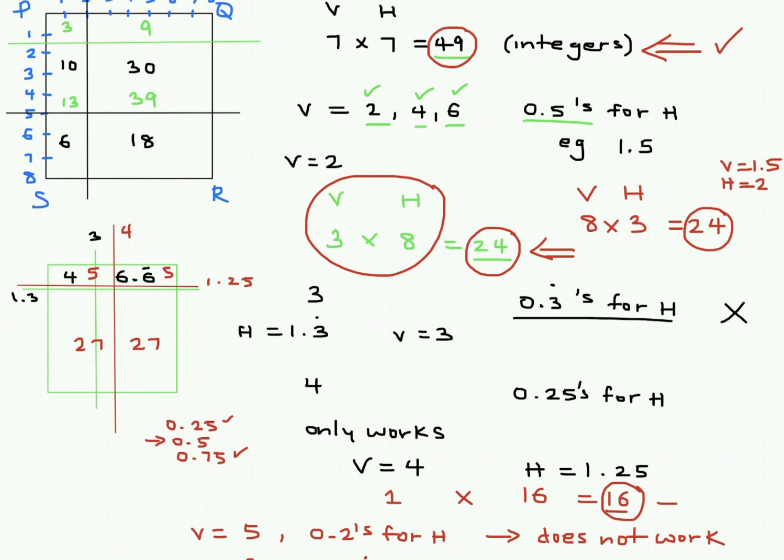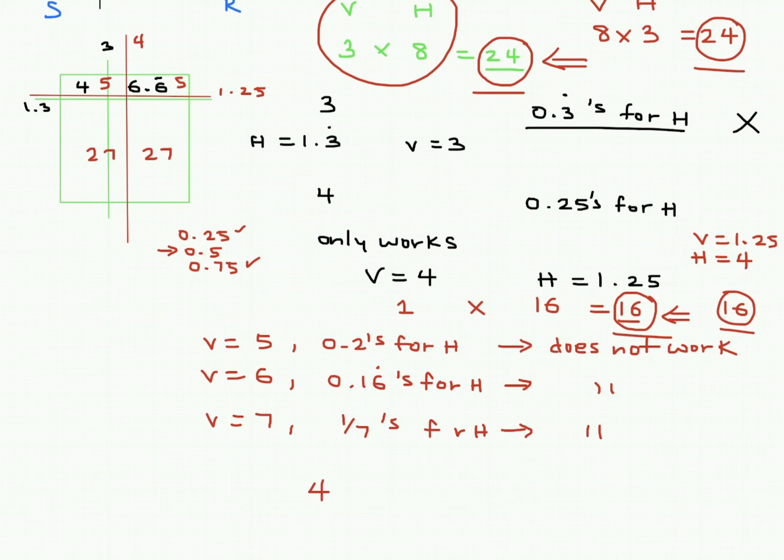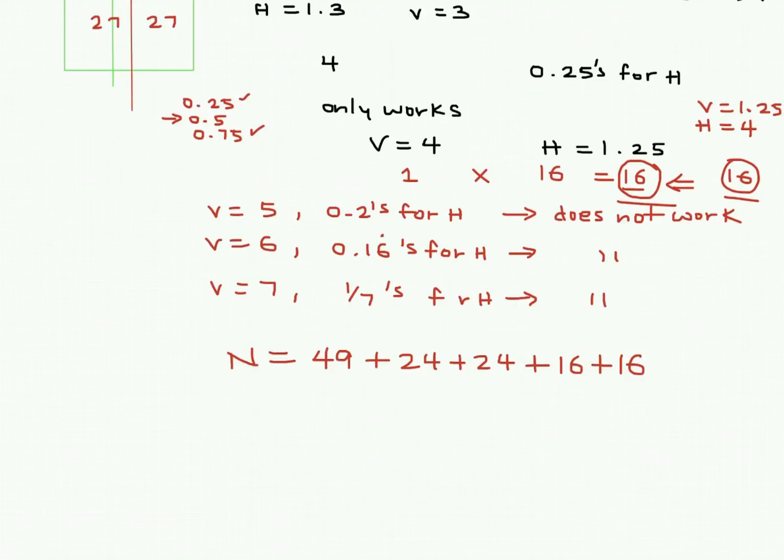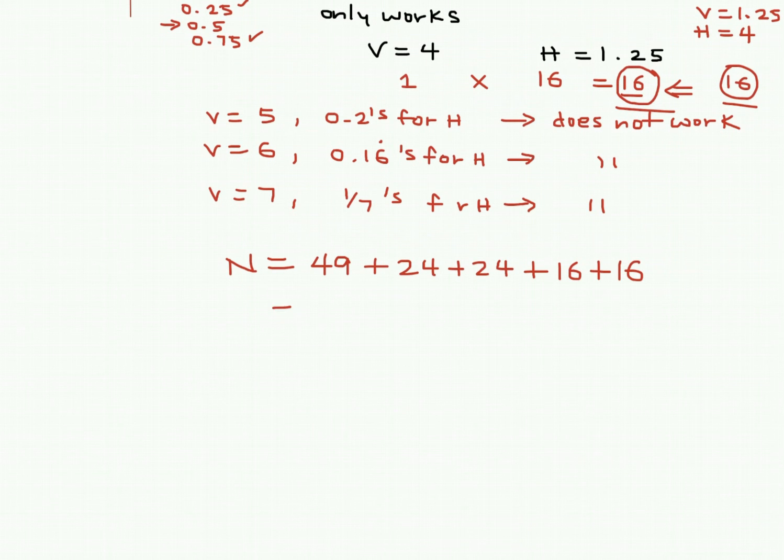And very similarly down here, you can do the exact same thing. You notice how I gave an example of v equals 4 and h equals 1.25. I can also flip it by giving, for example, v equals 1.25 and h equals 4. And that would give me an additional 16. So I've got 49, 24, 24, 16, 16. So let's add that up. 49 plus 24 plus 24 plus 16 plus 16. That is my n. That's the total number of solutions. And that number is 129.